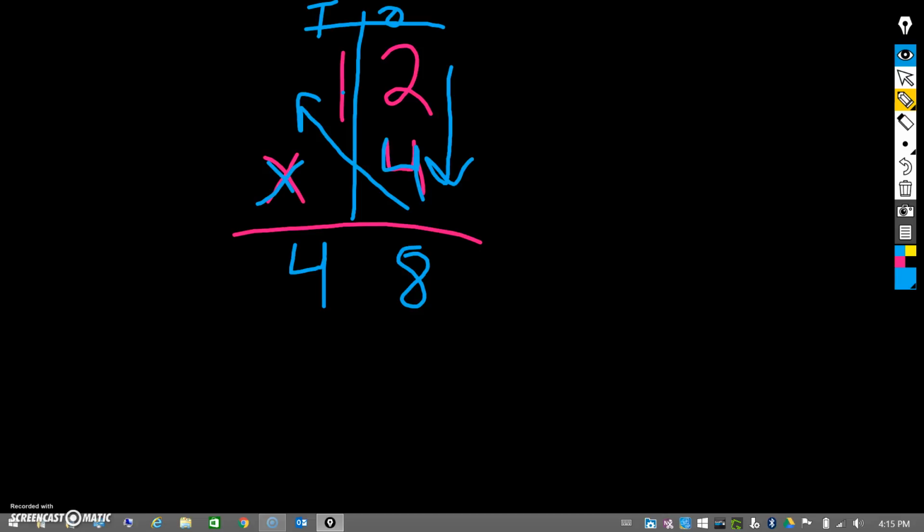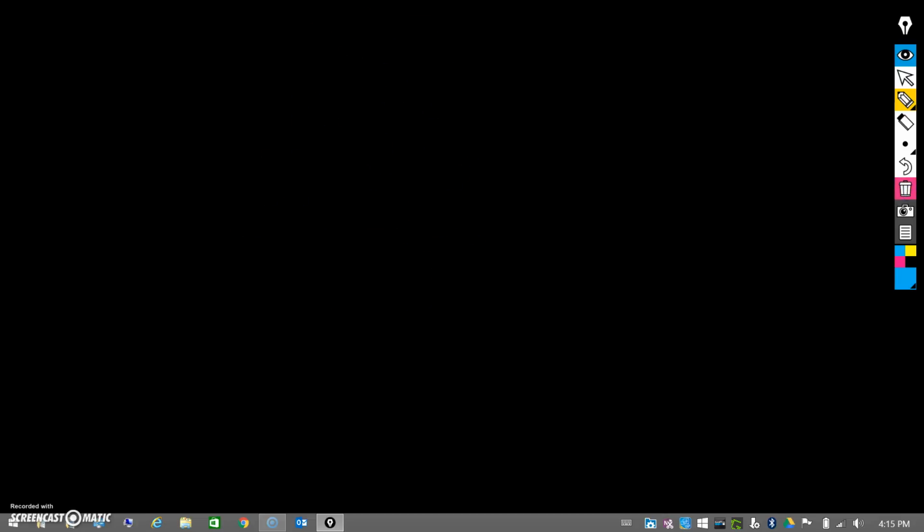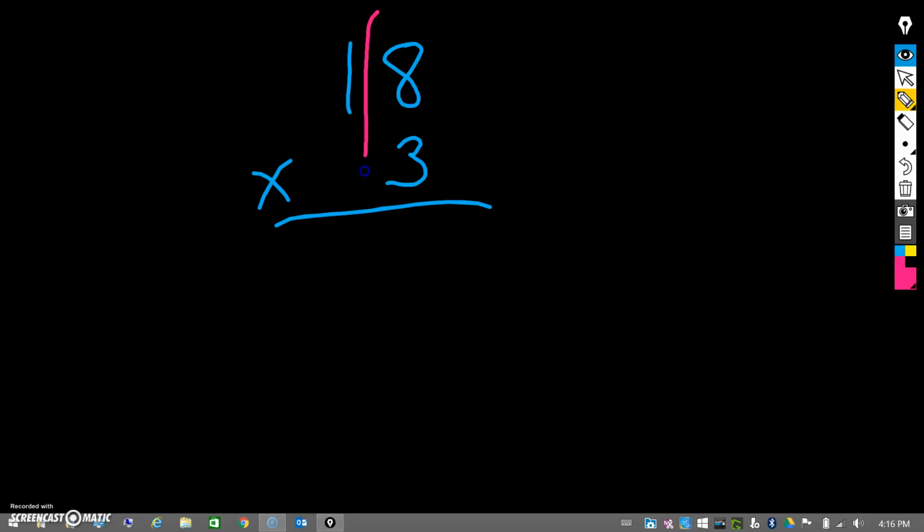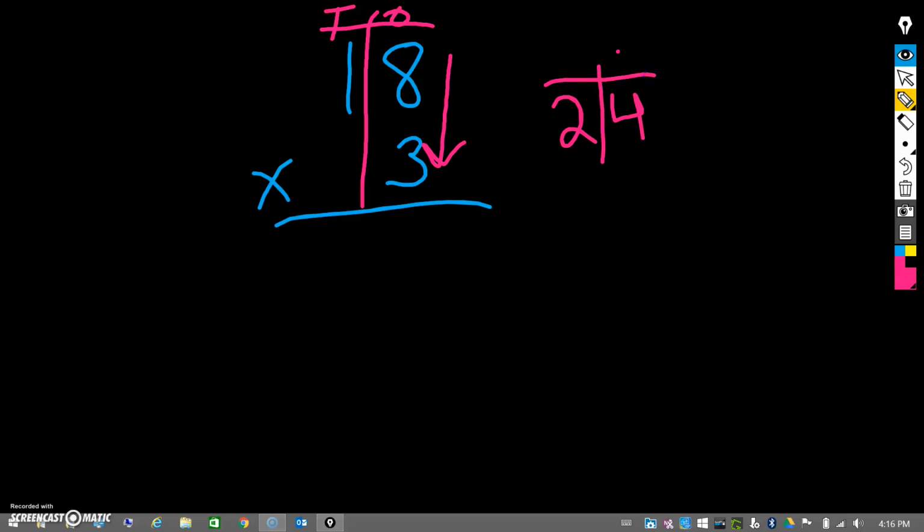Alright? So, let's do one that's a little trickier, with a little regrouping. Let's do 18 times 3. So, again, we can draw our T-chart, help us with our 10s and 1s. Start in the 1s place, we go straight down. 8 times 3 is 24. Now, 24 is a 2-digit number. We cannot write a 2-digit number in the 1s place. That's because we can only have 1s there.